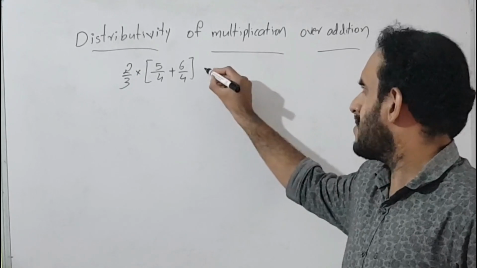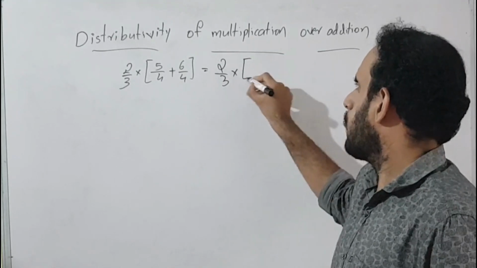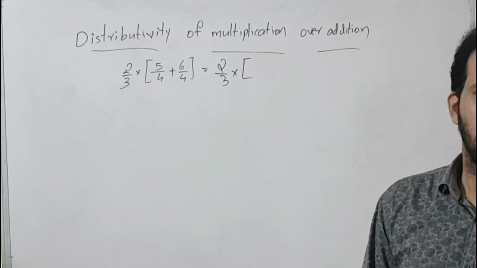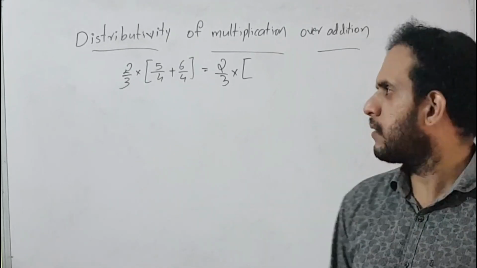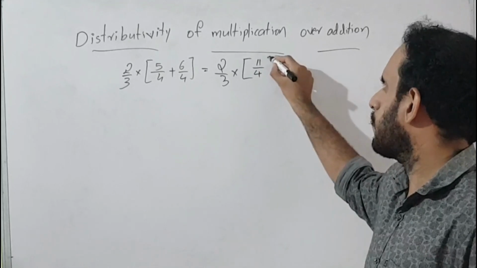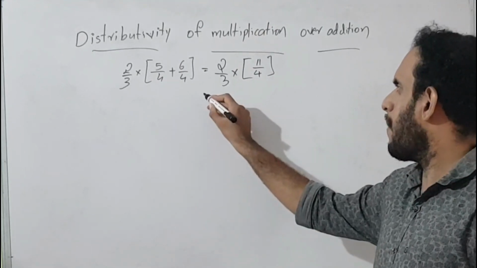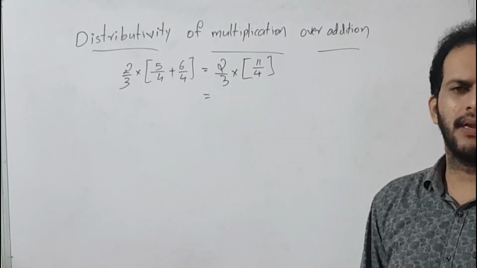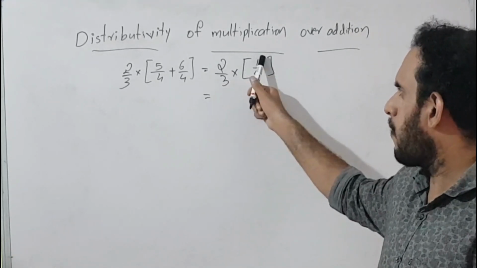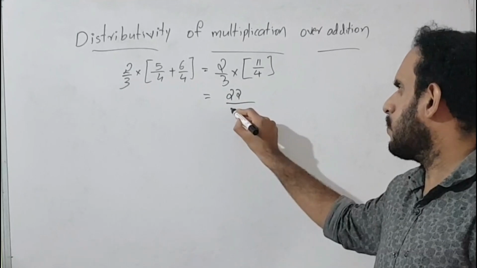It is equal to 2 by 3 into, first we add the numbers inside the bracket, 5 by 4 plus 6 by 4. The denominators are equal, so we add the numerators: 5 plus 6 is 11, so 11 by 4. Next we multiply 2 by 3 and 11 by 4. 2 into 11 is 22, and 3 into 4 is 12.